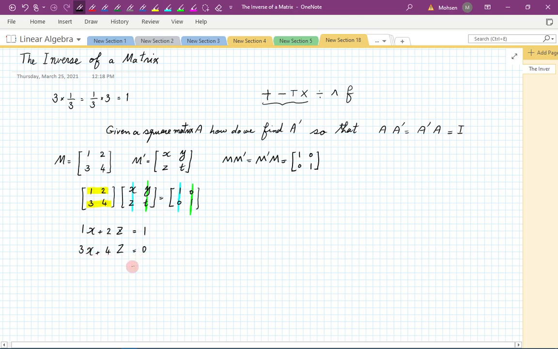Well, this is an ordinary 2 by 2 equation. We can go ahead and solve it and find our X and Z. In the same fashion, we do the green one, that is, I say 1 times Y plus 2 times T has to be the green entry on this side, which is 0, and 3 times Y plus 4 times T has to be the entry here. So I have to solve this, and I have to solve that one.